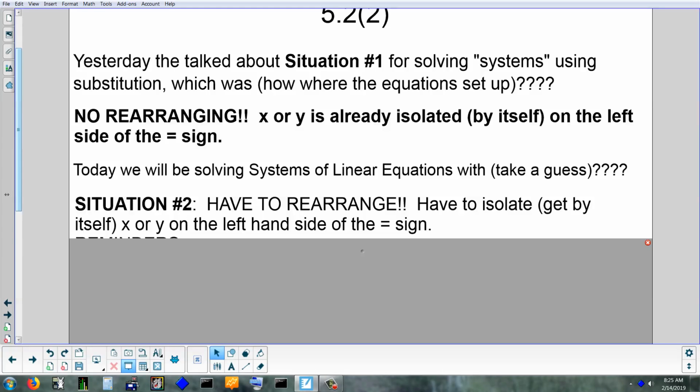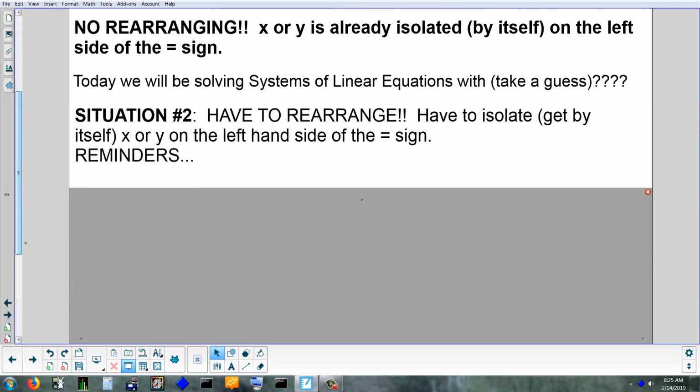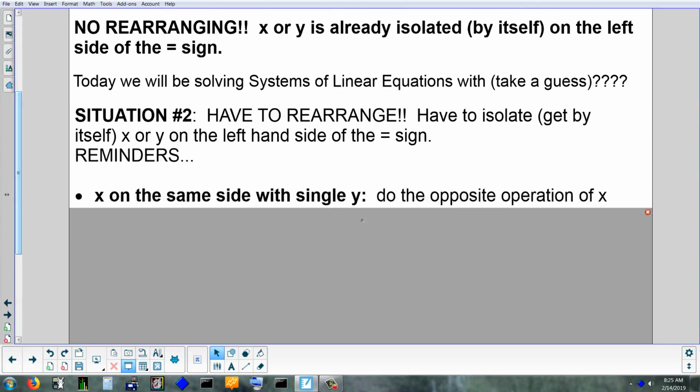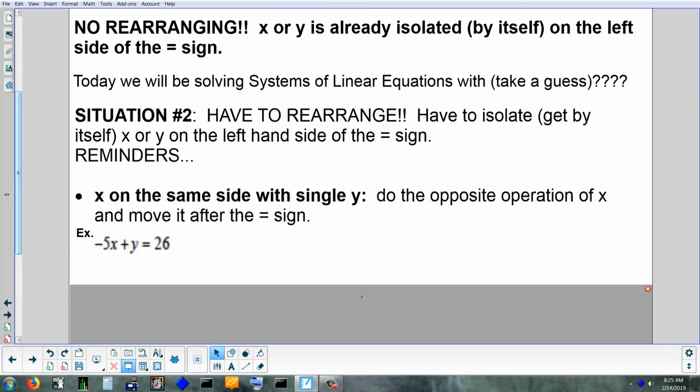So situation 2, you're going to have to rearrange. You have the 2 bullets there on the top, so that's going to be these next 2 things. These are the reminders where you get those bullets. This stuff you have to do before you're able to substitute. We'll tell you what a step is, and then we'll actually show you in an equation what it would look like.